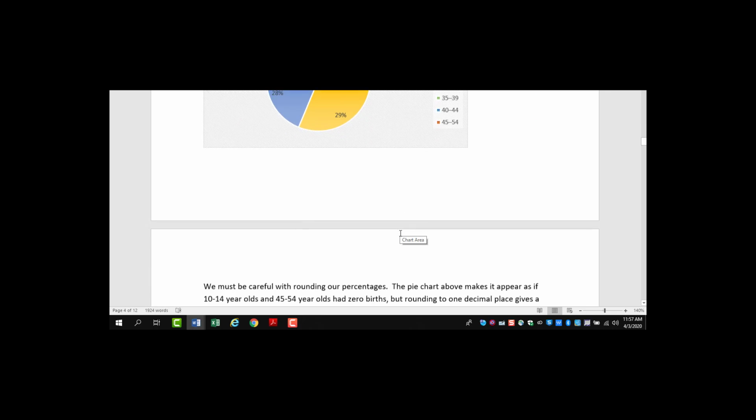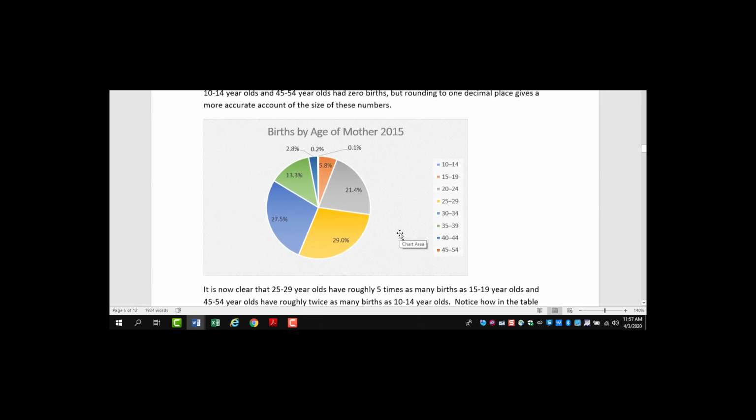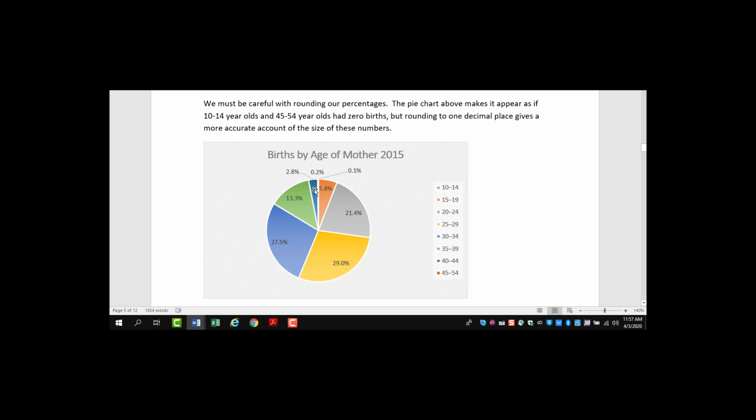But if we go down to 0.1%, it becomes a little clearer, right? That it wasn't 0%, it was just rounded that way because we only did the whole number. Here we went to the nearest tenth. More accurate.